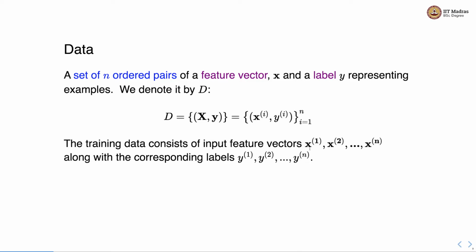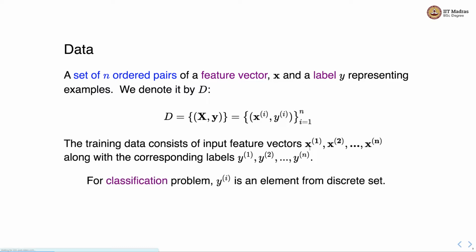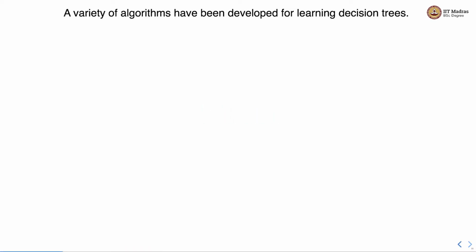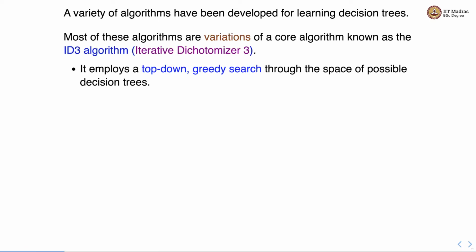Each example is represented with m different features. For a classification problem, yi is an element from a discrete set, and for a regression problem, yi is a real number. Let's look at the model. A variety of algorithms have been developed for learning decision trees. Most of them are variations of a core algorithm known as ID3, which is iterative dichotomizer 3. It employs a top-down greedy search through the space of possible decision trees.